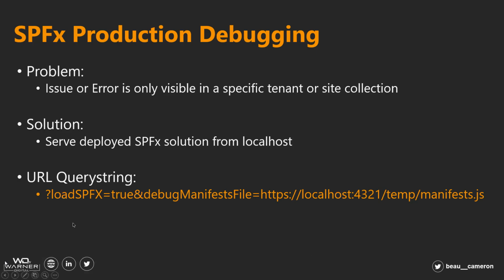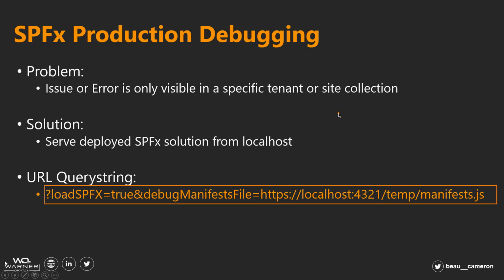What's cool is when you spin up your gulp serve in your local environment, it creates a local web server for you when you're doing development, and that's how you can test it. Well, if a web part or extension is running in production, you can apply this query string parameter onto your URL, and it tells SharePoint, for your browser instance only, go look at your local server, which means your computer that you're developing on.